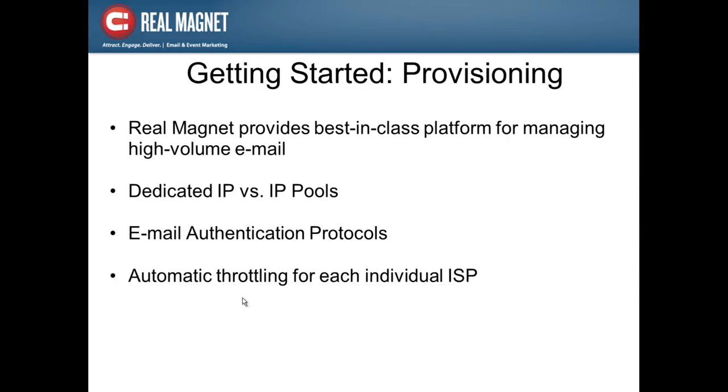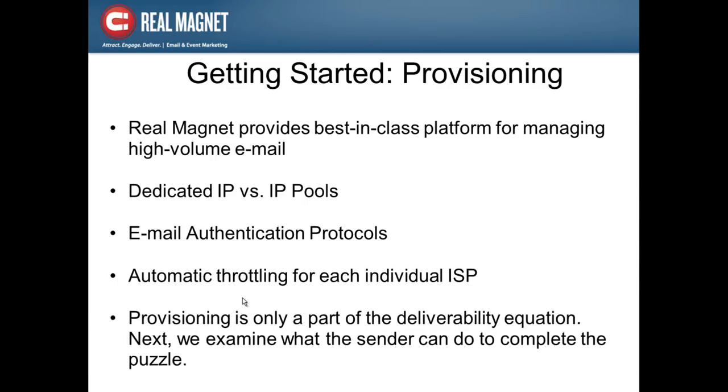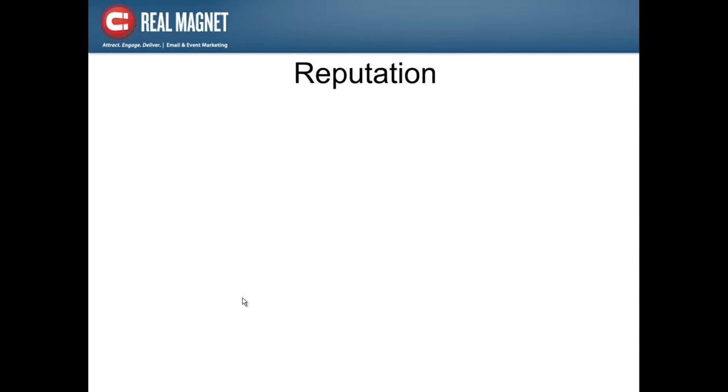We provide on our platform automatic throttling for each individual ISP. We send your mail as fast as each ISP is willing to receive it. ISPs typically publish the maximum rate at which we can connect to them and present your mail for delivery. So we automatically throttle our sending speed for the best possible efficiency and the highest possible deliverability. So provisioning is just the first piece of the puzzle. There's much more that each sender can do to affect their own deliverability rate.